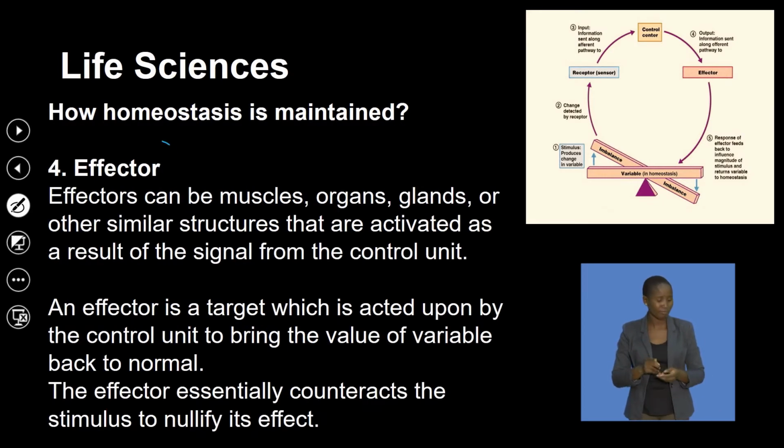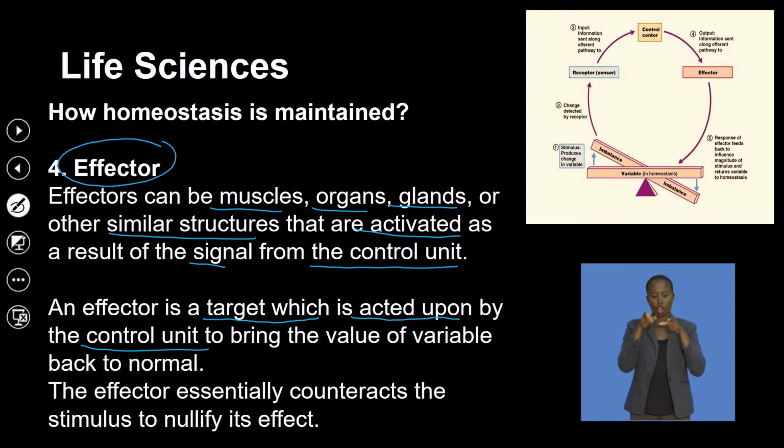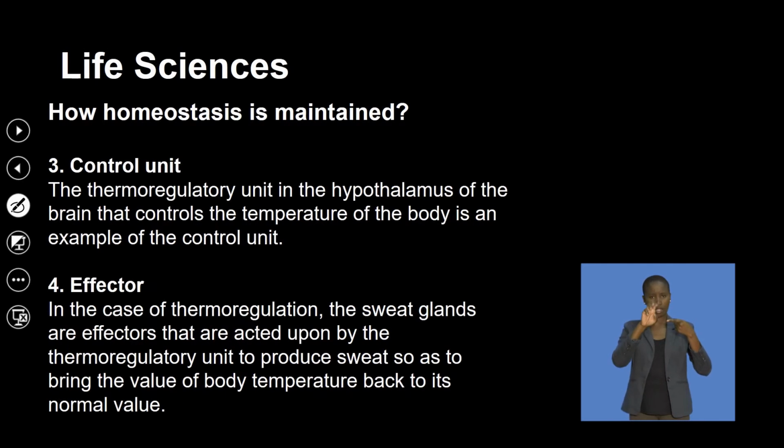So let's look at what an effector is. An effector can be muscles, organs, glands, or similar structures that are activated as a result of a signal from the control unit. An effector is a target which is acted upon by the control unit to bring the value of the variable back to normal. The effector essentially counteracts the stimulus to nullify it or bring the effect back to normal. So we've looked at the stimulus, the receptor, the control unit, and the effector.